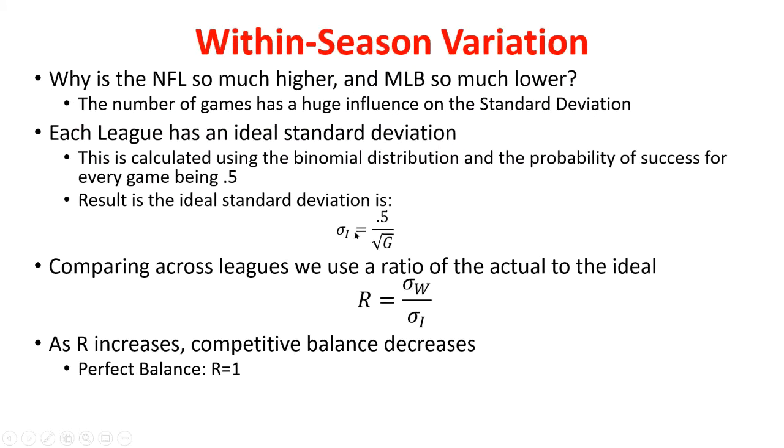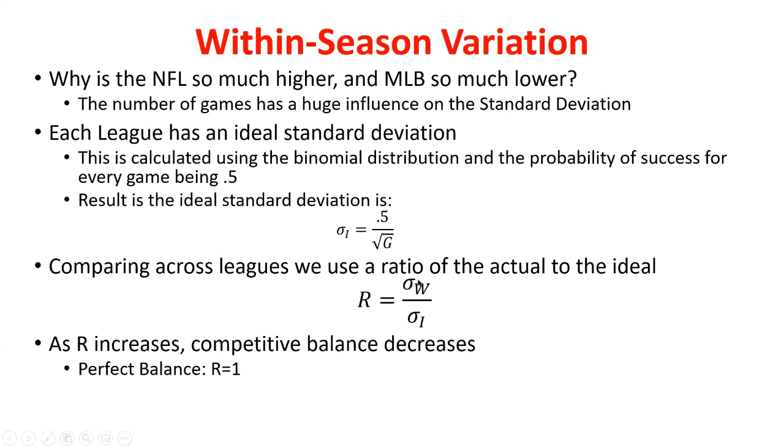What we're then going to do is take this ideal standard deviation and take a ratio of that relative to the actual standard deviation in that league in that year. So the ones that we calculated in the prior slide, divided by this ideal standard deviation that we just talked about how we calculate. So this ratio, if it was 1, that would mean that the standard deviation I see for that league is exactly equal to that league's ideal standard deviation.